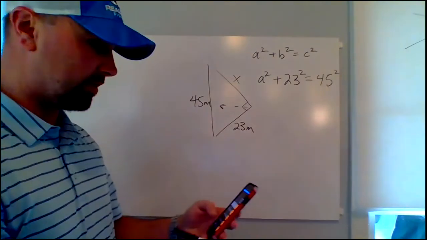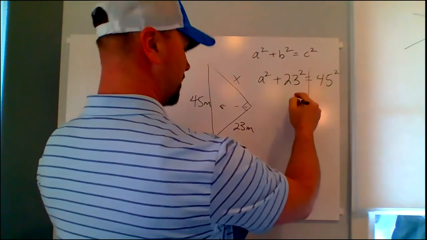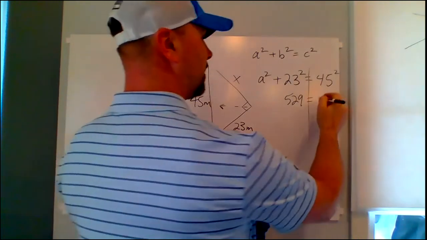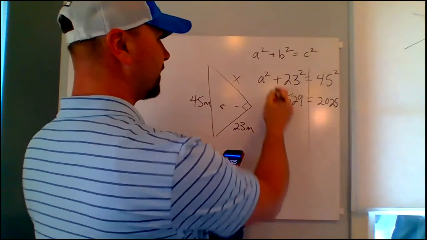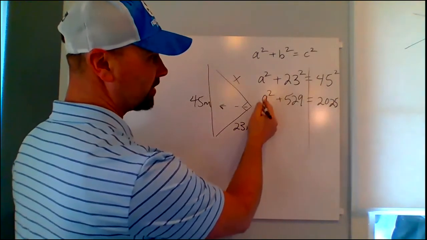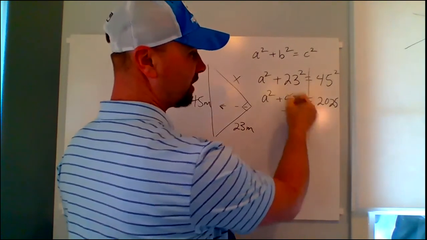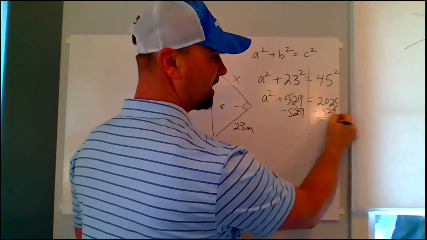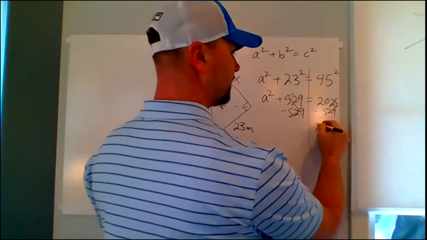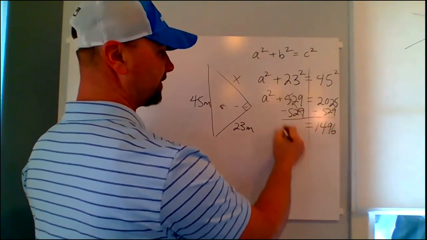Now I'm going to have to get my calculator to do these calculations. But from here, it's just algebra. 23 squared is 529. 45 squared is 2025. Bring this down. Okay, now following our algebra, remember we're trying to isolate A squared. So 529, I need to get rid of it. Subtract 529. Do it to the other side to keep it balanced. So 2025 minus 529 is 1496. Bring down.